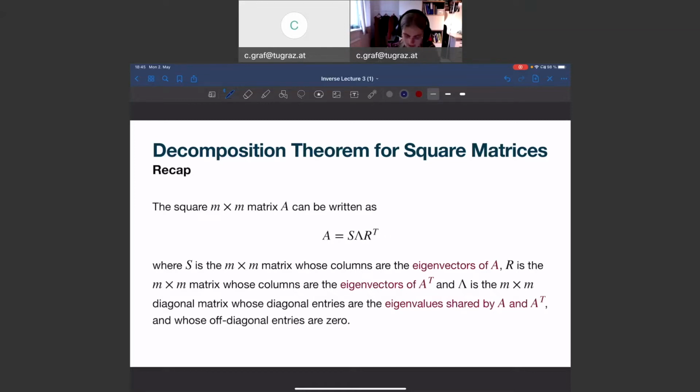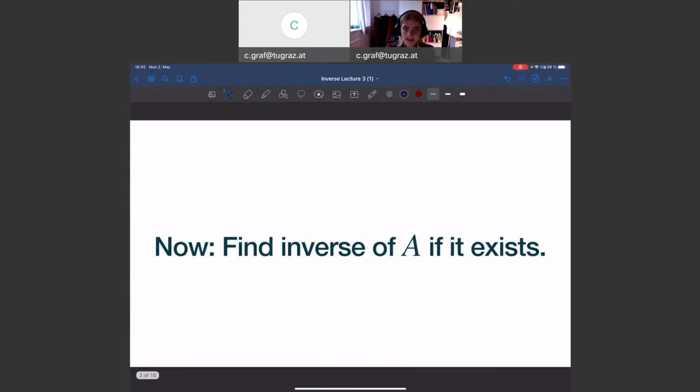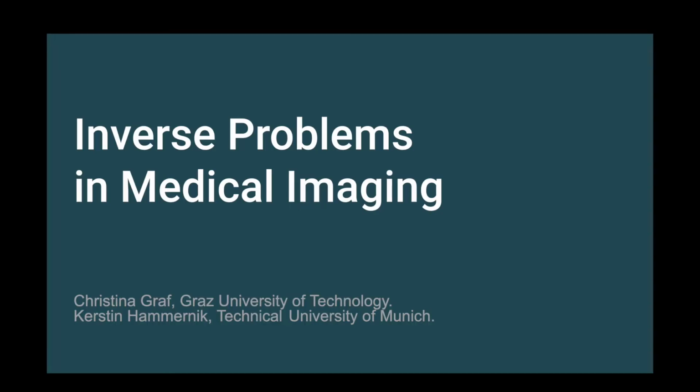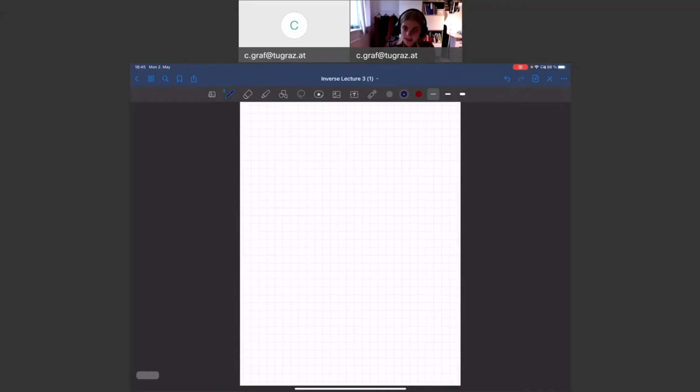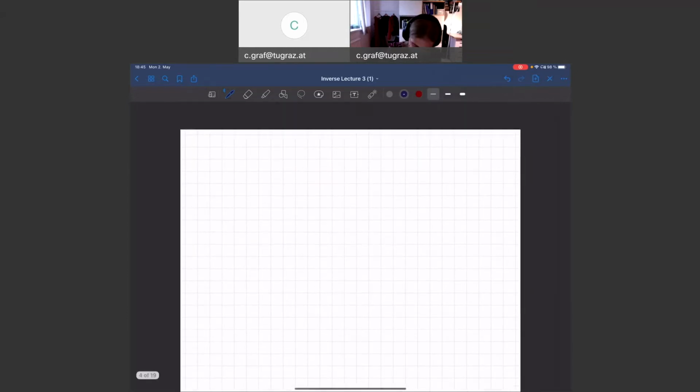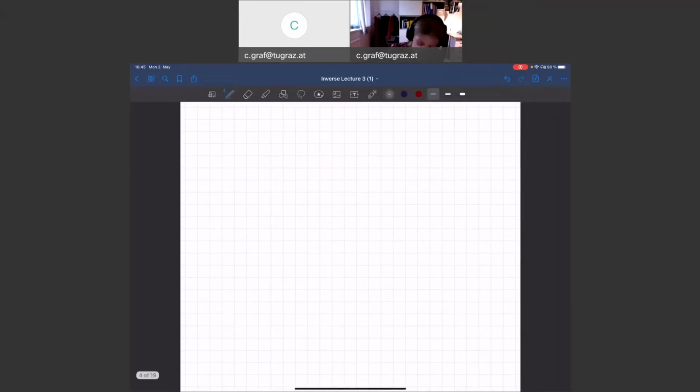So please remember, we said when we have a matrix A and a corresponding transposed matrix, then they have the same eigenvalues, but different eigenvectors. Now, the aim is to find the inverse of this matrix A if it exists. So, first task for today is finding the inverse of a square matrix.